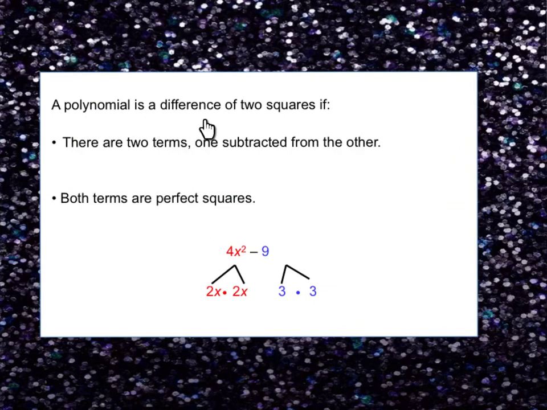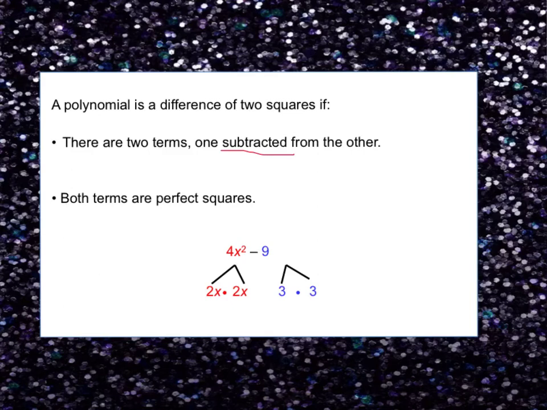A polynomial is a difference of two squares if there are two terms and they're subtracted from each other. Notice they can't be added to each other. They must be subtracted from each other. We should probably underline that information. And don't forget, you should write down all this information and then play the video to follow along. And both terms are perfect squares.